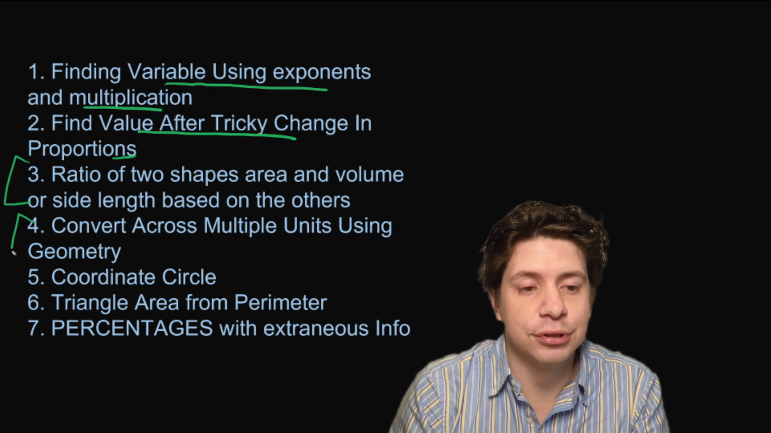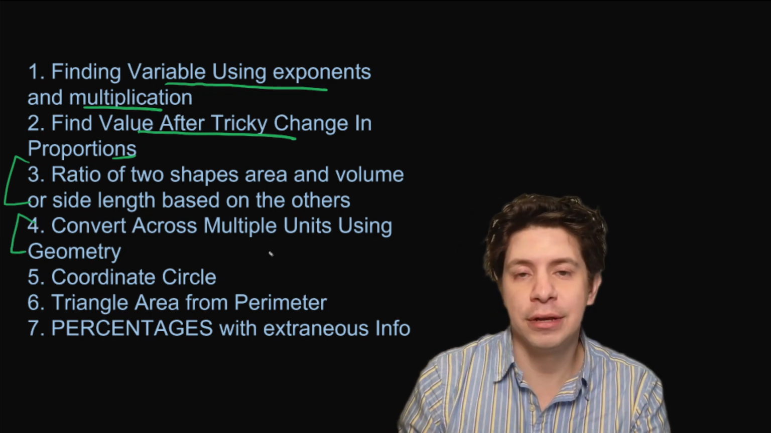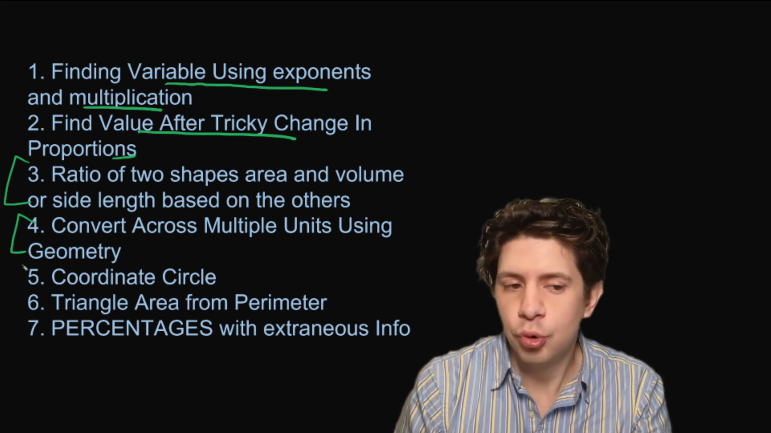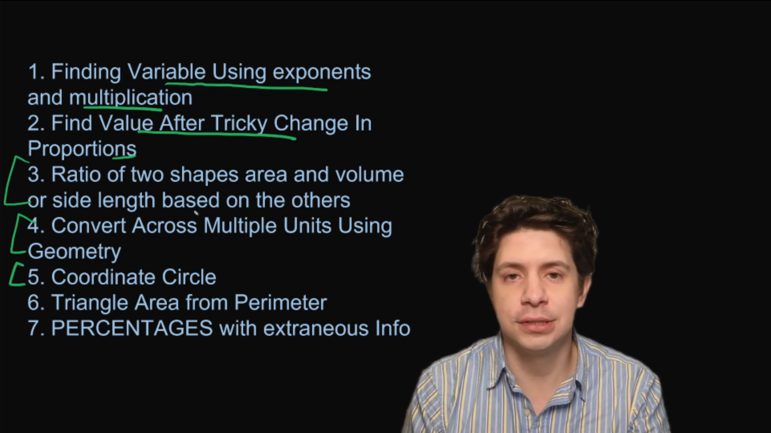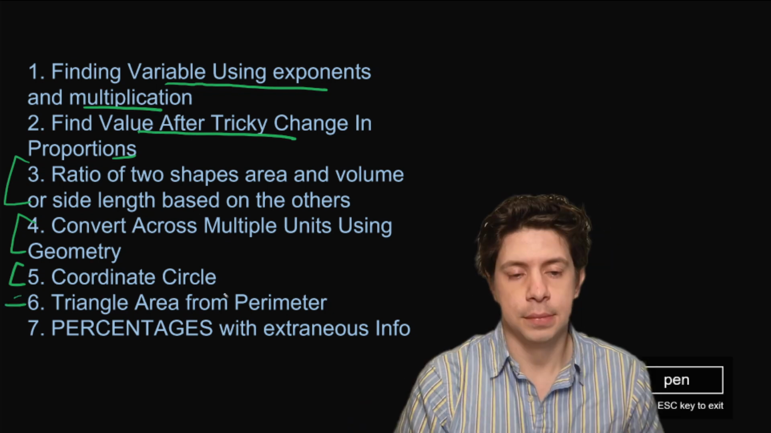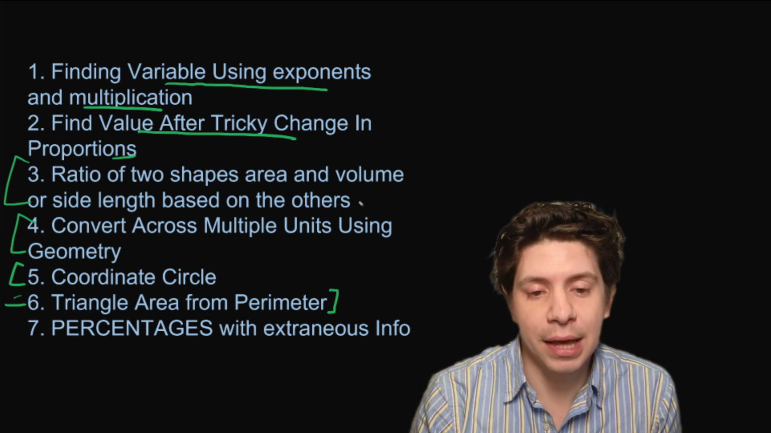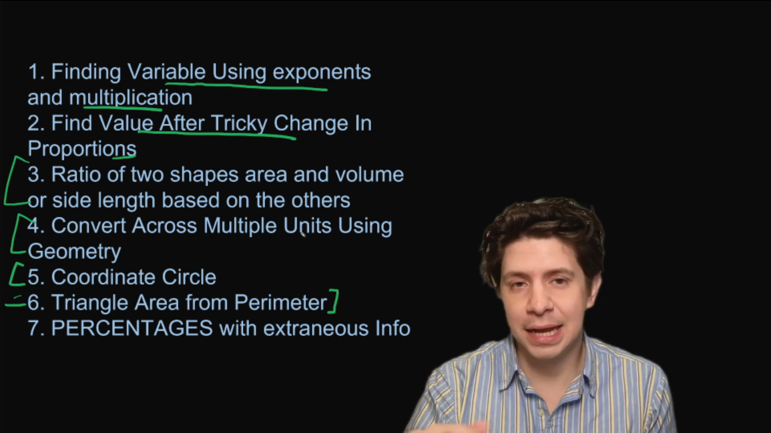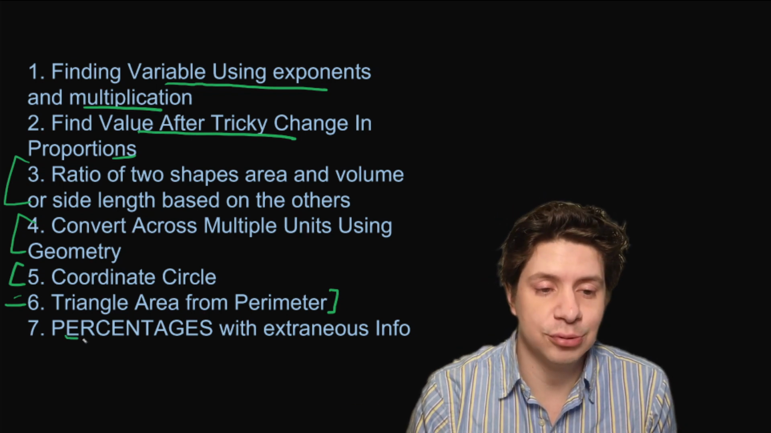And then you should be able to convert across multiple units using geometry. So going from like kilograms per meter cubed to grams per centimeter cubed or something like that. Coordinate circle questions, right? Where you have to find the area or the circumference or the radius of a circle in a graph. And then triangle area from perimeter. Often they'll do it where you have an equilateral triangle. They give you one part, just the side length, and then from there you find the area or the perimeter. And then percentages with extraneous information.